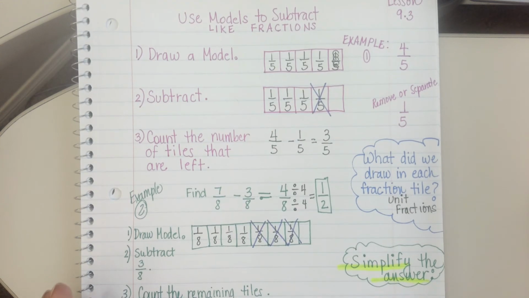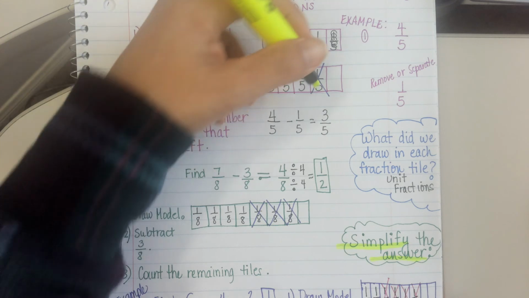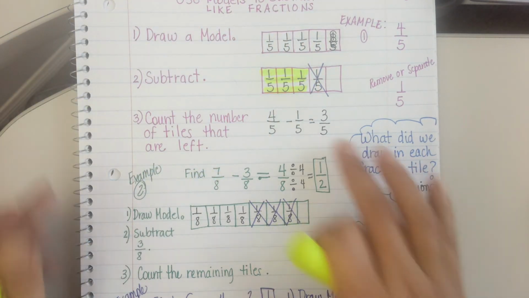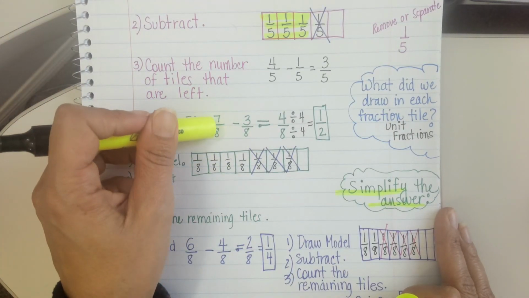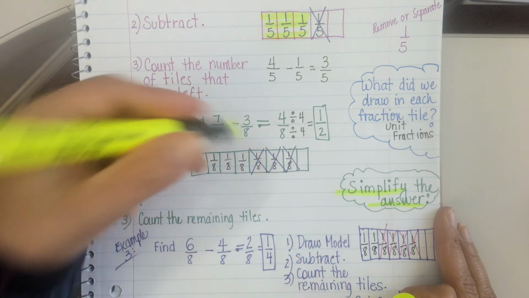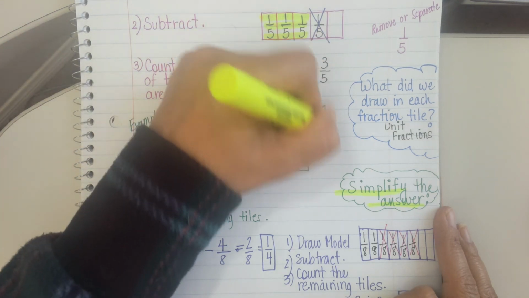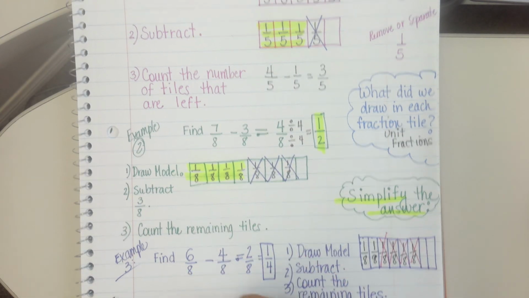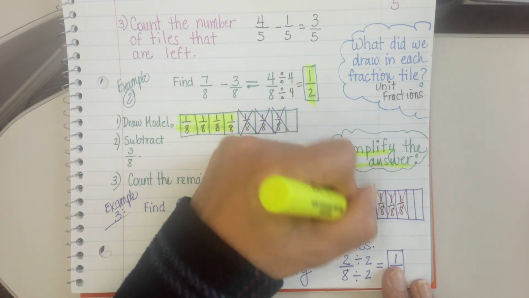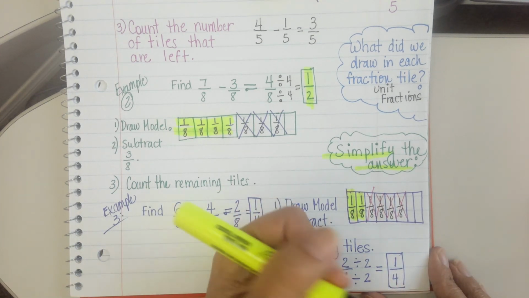Quick review. You have 4/5. You subtracted 1/5, and then you counted your remaining tiles, and that gave you 3/5. And we have 7/8. You subtracted 3/8, and you have 4/8 remaining, but it must be simplified. And finally, we have 6/8 subtract 4/8, and you got 2/8, but you had to divide, and you got 1/4.